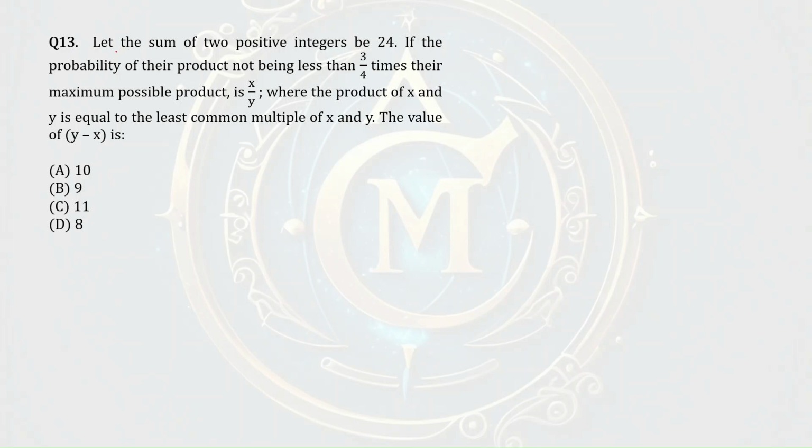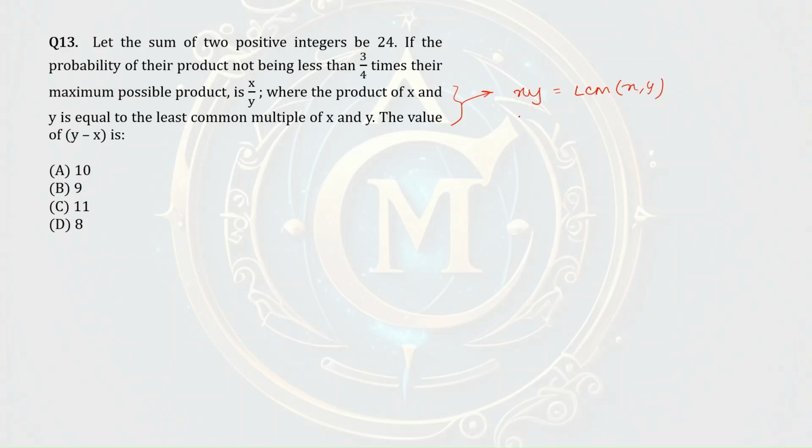This is the next question. Let the sum of two positive integers be 24. If the probability of their product not being less than 3 by 4 times their maximum possible product is this, where the product of x and y is equal to the least common multiple of x and y. So from these two lines we can deduce that the product of these two numbers is equal to the LCM of these two numbers.